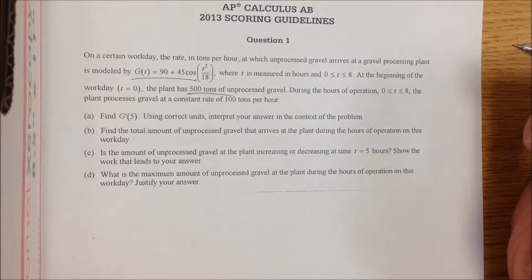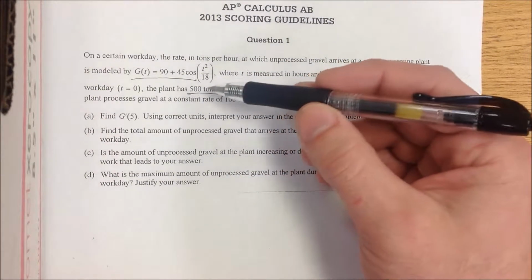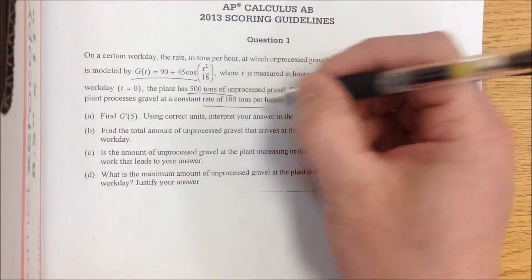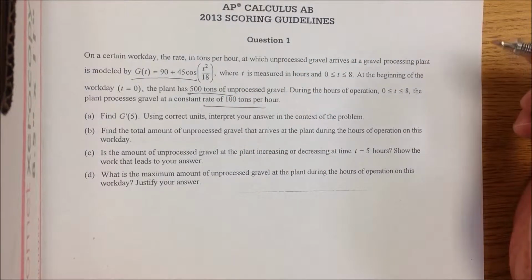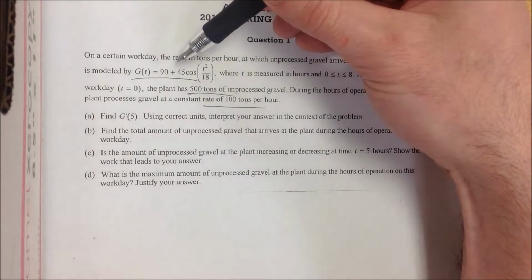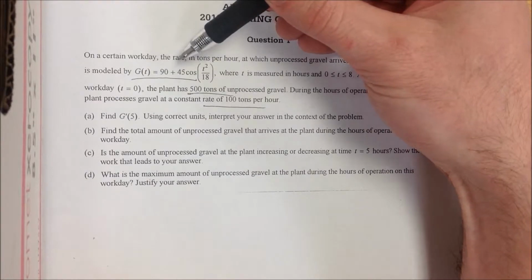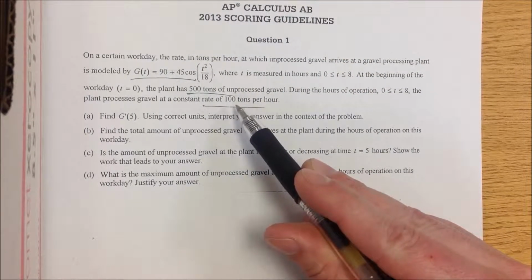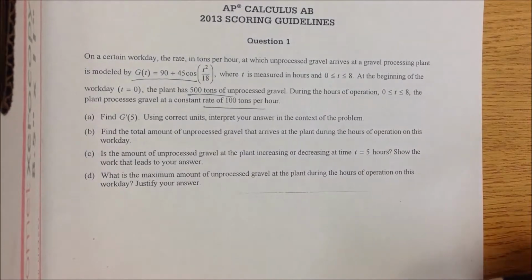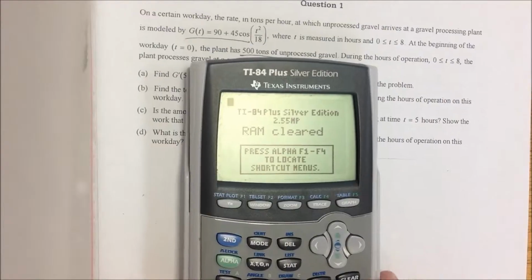That's an initial condition. During these hours of operation, the plant processes gravel at a constant rate of 100 tons per hour. This is the rate in, because the gravel arrives, and this is the rate out. It's a constant. So this is one of those classic rate in, rate out questions.